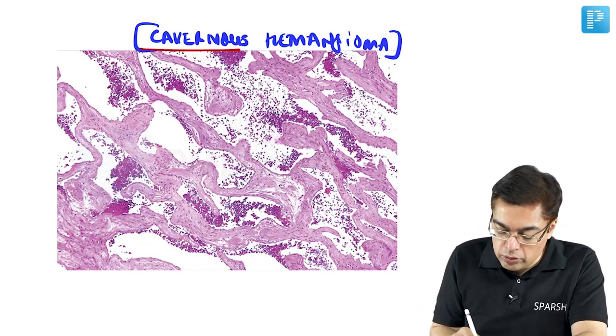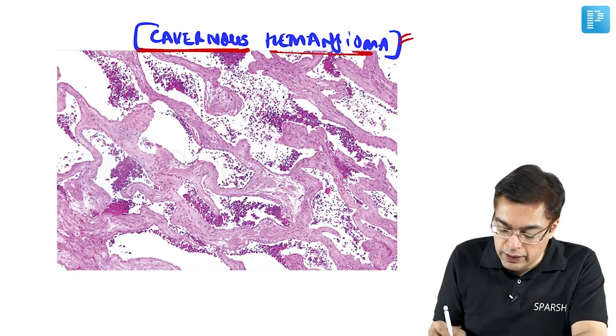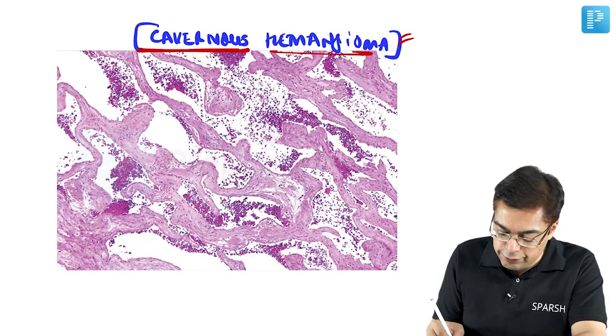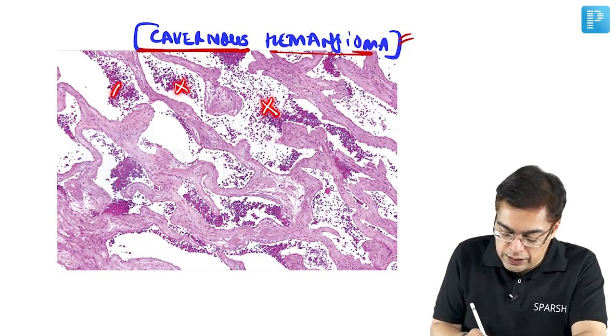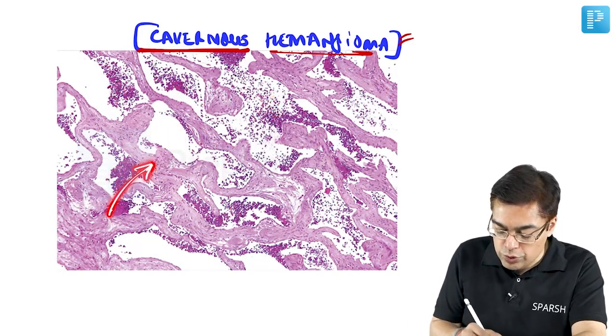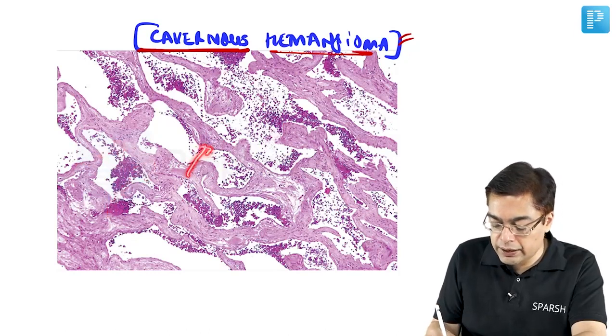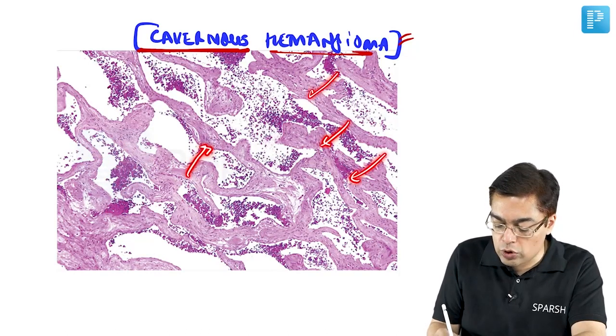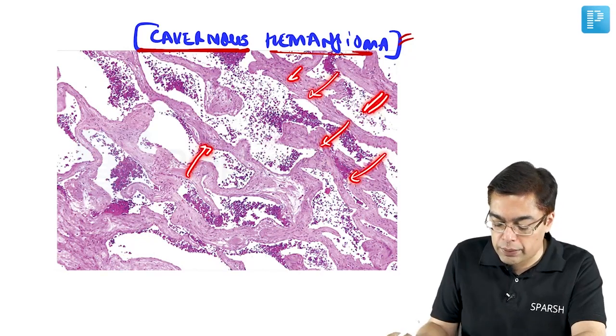However, the moment you hear the term cavernous, you need to understand that these are examples of blood-filled spaces. But for the sake of comparison, have a look at the amount of connective tissue you have over here. Veins are going to have more connective tissue, so that is what is to be remembered.